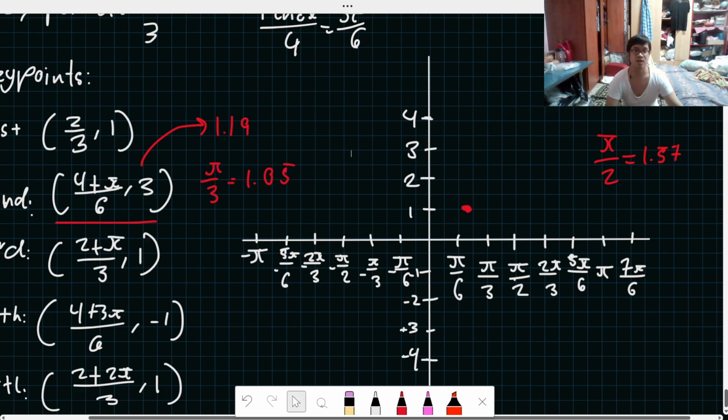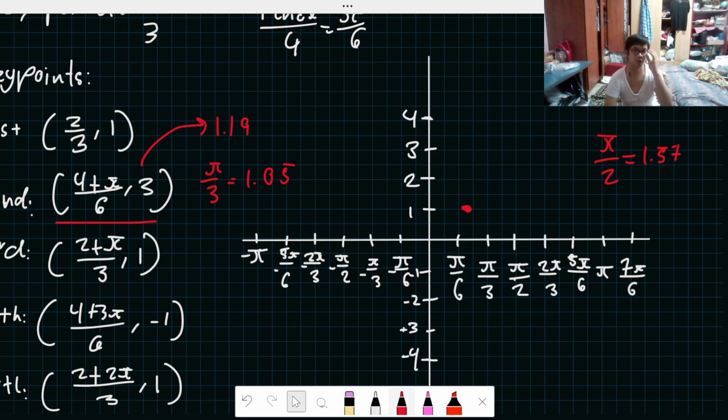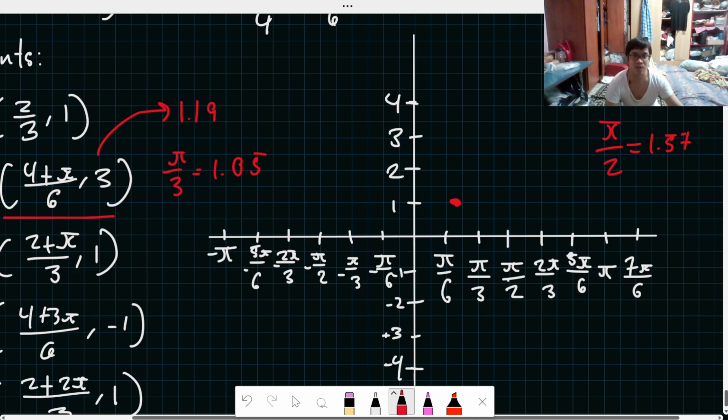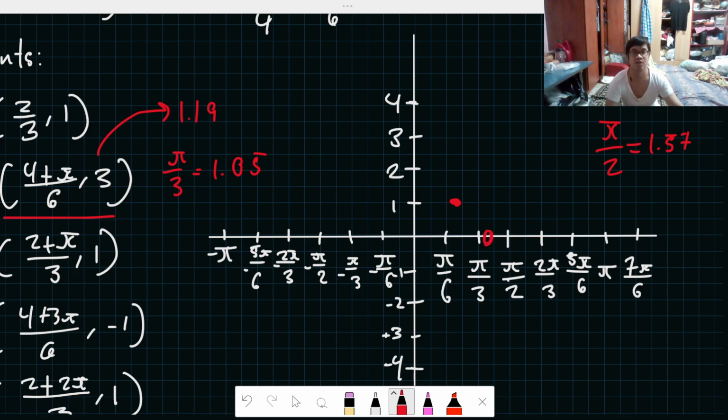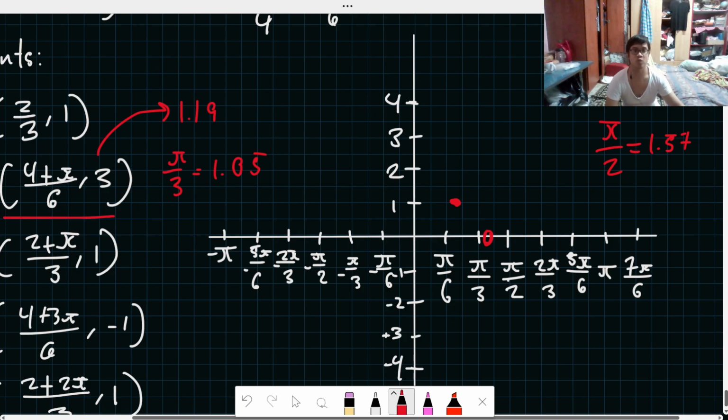Right, let me put this pi all over 3 here. So meaning, guys, 1.19 is between pi all over 3 and pi all over 2. But since 1.19 is closer to pi all over 3, just imagine your x value is closer to pi all over 3. So it's here. Then we plot its y value, so it's 3, so it's here. So we have this one. That's it.